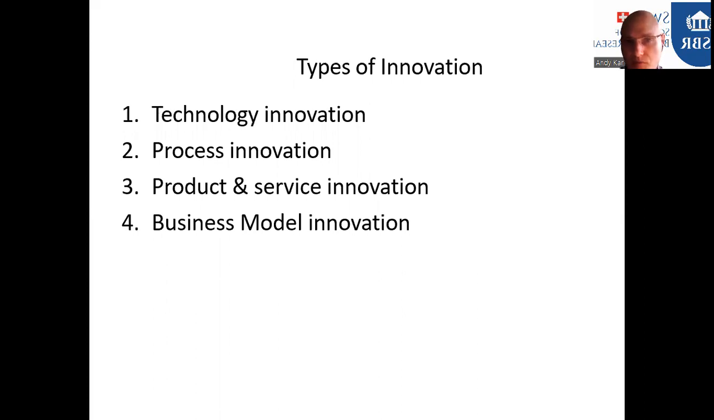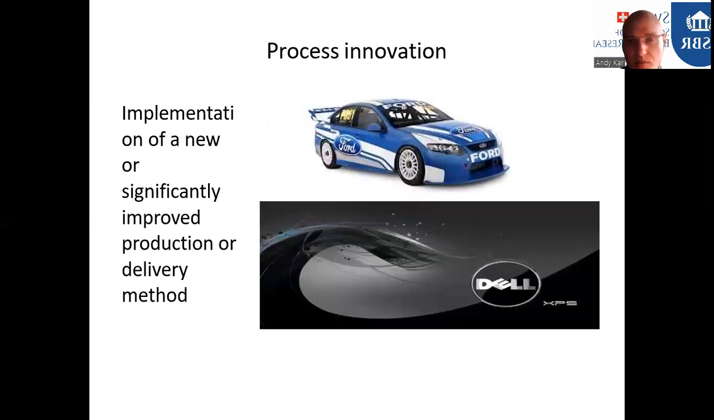We have different types of innovation. We have the technology innovation, the process innovation, the product and service innovation, and of course, the business model innovation. Now we're going to say a couple of words about these types of innovations. In terms of process innovation, we have the implementation of a new or significantly improved production or delivery method. So we change the method that we, for example, manufacture a car. This makes the whole production even better and gives us more and better results, for example, creating a car which has fewer flaws and that we can produce even quicker.